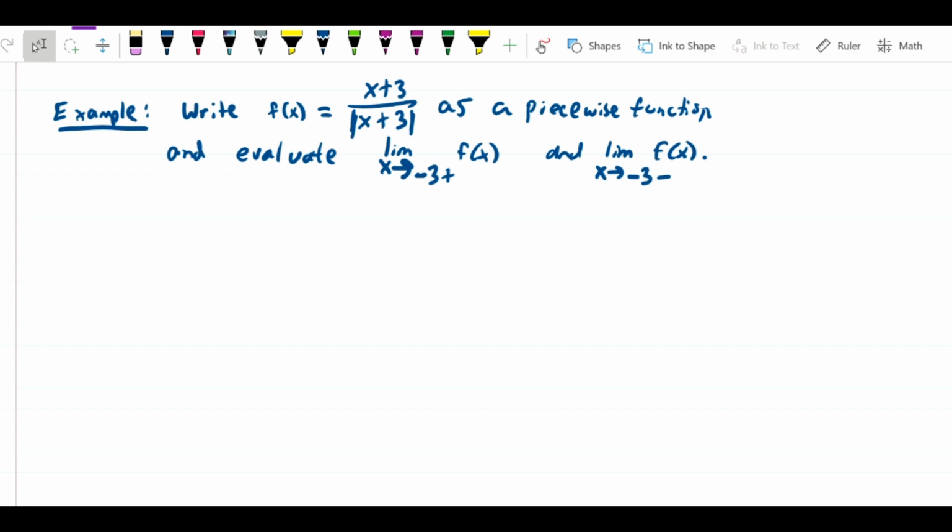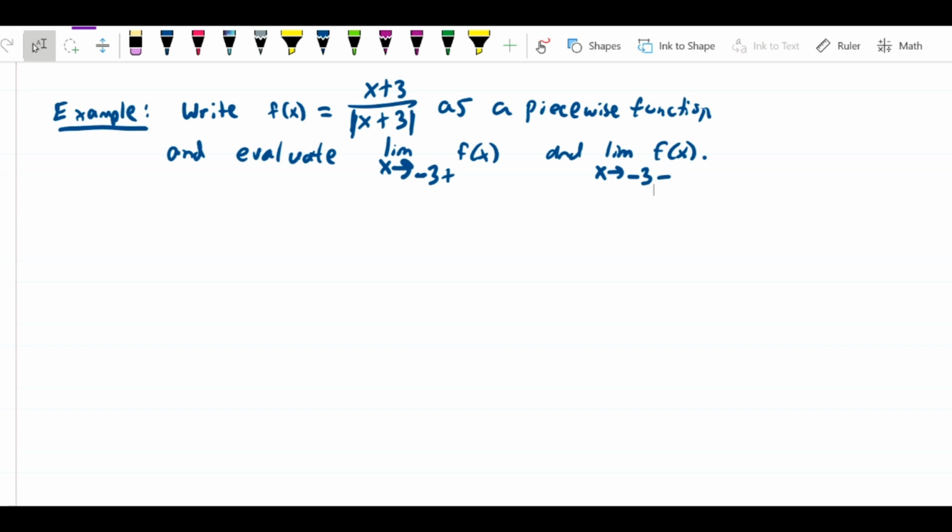So what we want to do is rewrite this function f of x equals x plus 3 over absolute x plus 3 as a piecewise function and evaluate both its right-hand and left-hand limits as x approaches negative 3. We can tell that negative 3 is going to be the sticking point where the function might have different right and left-hand limits, partly because that's where we'd get division by 0 here, but also because we know that that's where an absolute value function, absolute of x plus 3, is going to change definition, where the expression inside that absolute value is going to be equal to 0.